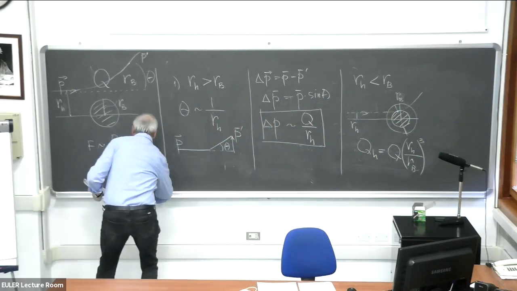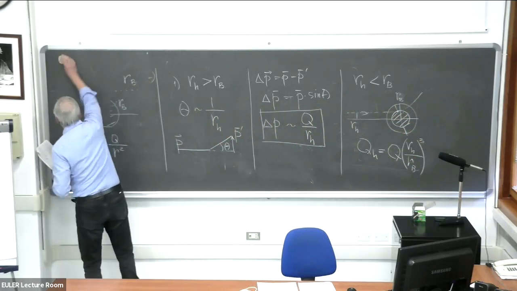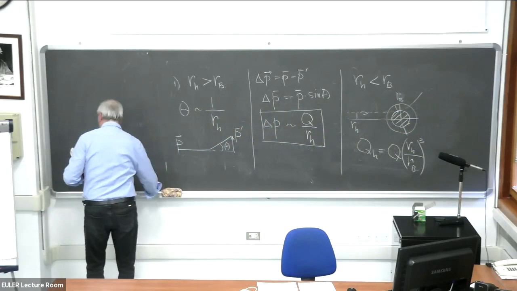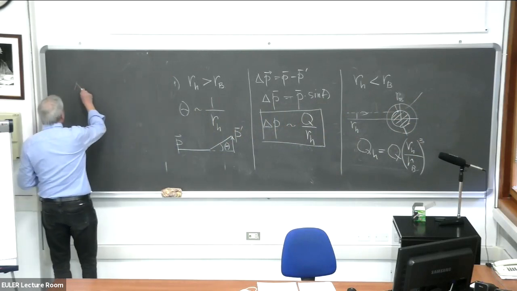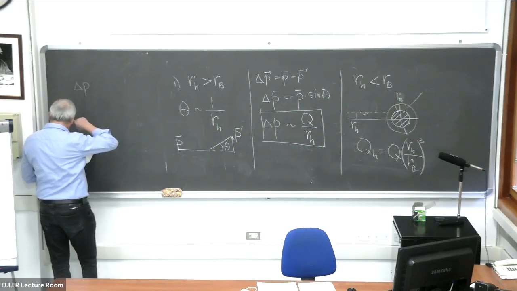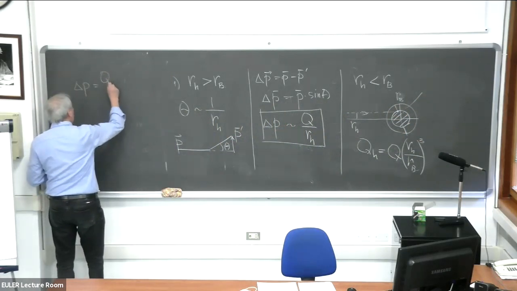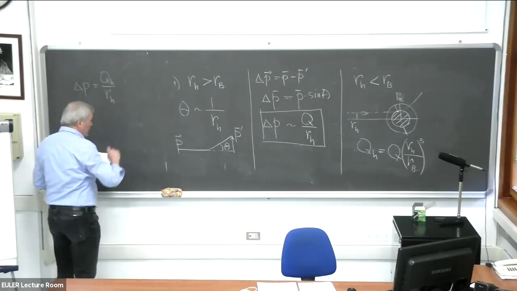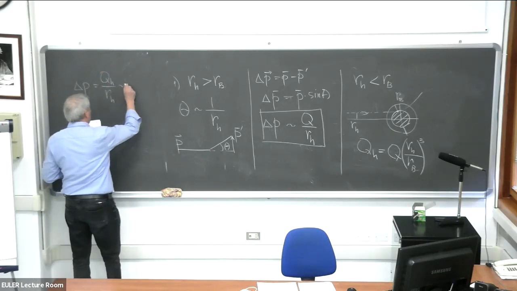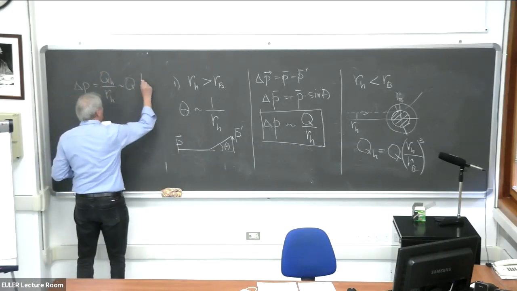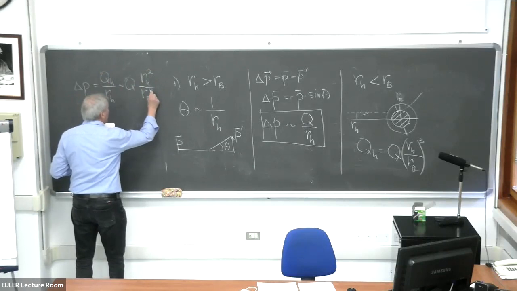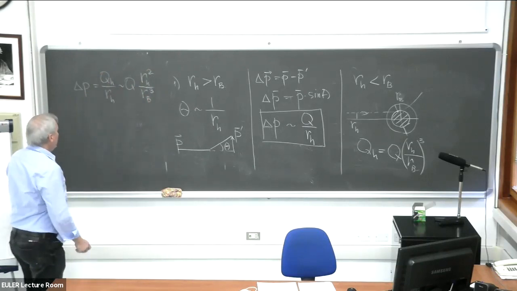Now we can write that delta P, the momentum change, is given by Q_H over the radius R_H, and inserting the expression for Q_H, I will get Q R_H squared over R_B cubed. Okay?